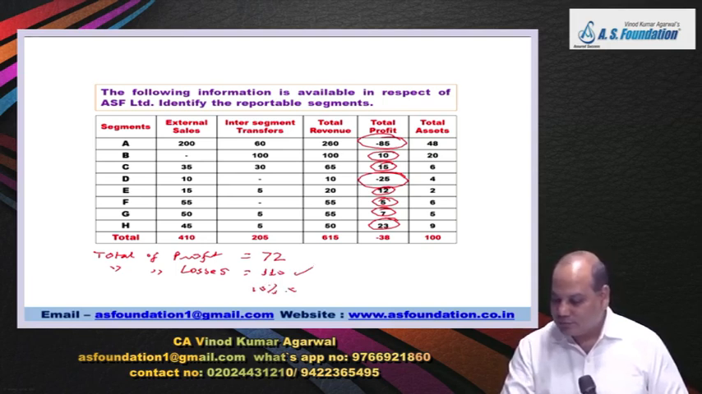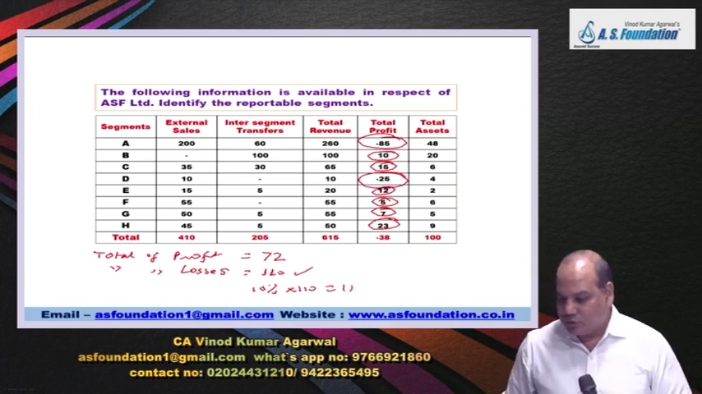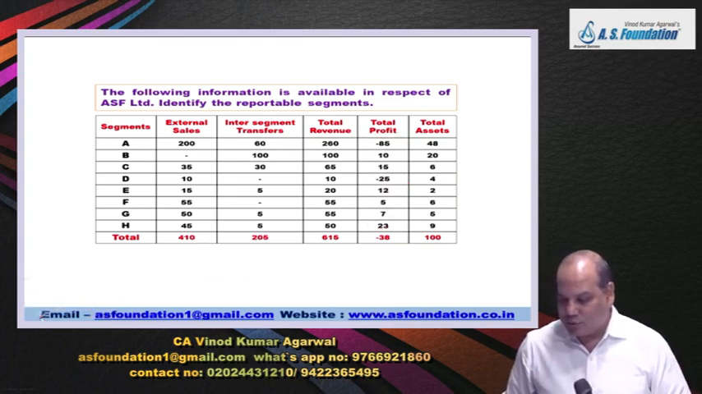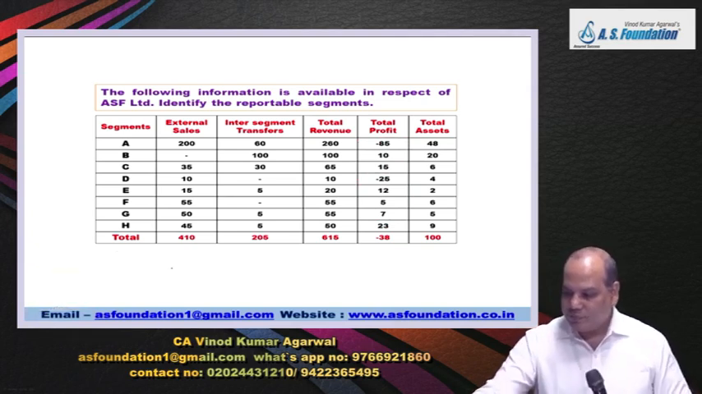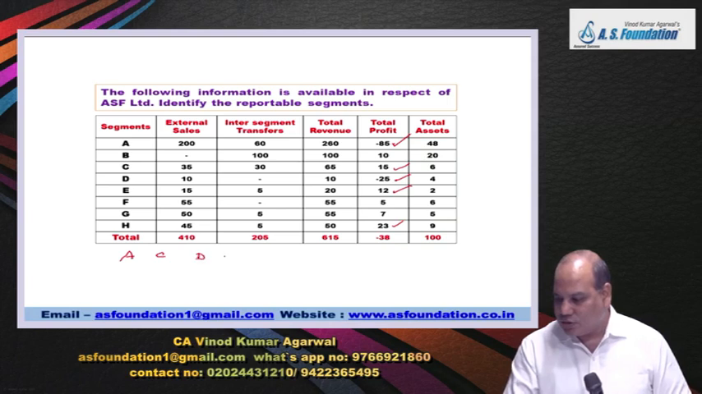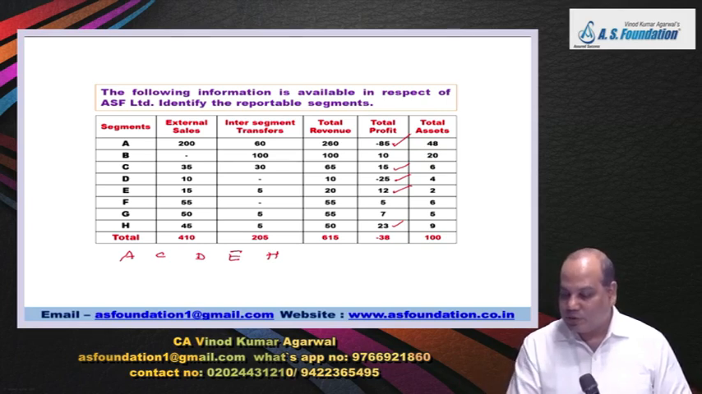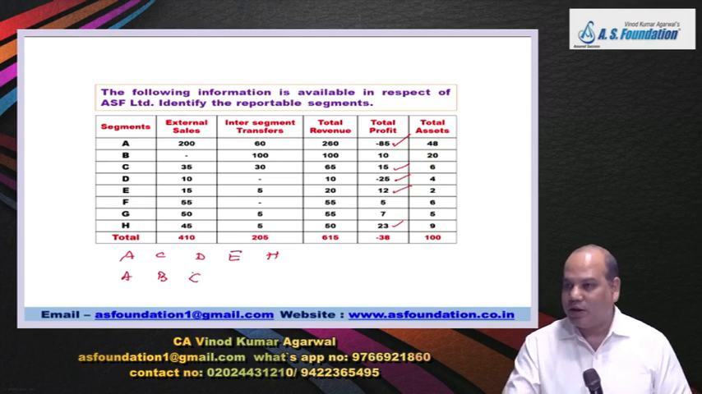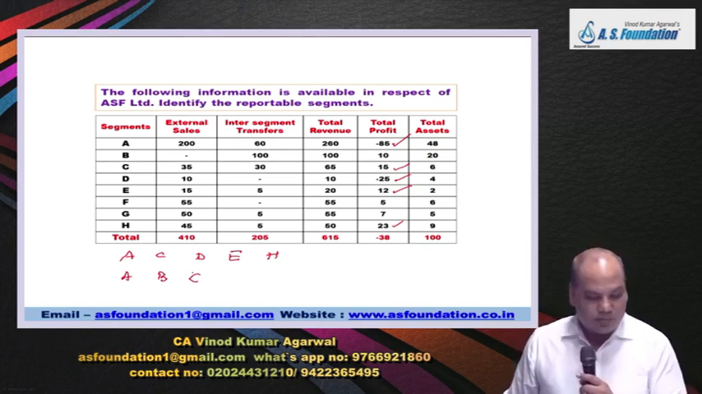10% of 110, 11. So now I will tick mark all those segments whose profit or loss is 11 or above. Can I tick mark A? B? No. C? Yes. D? Yes. E? Yes. And H. So A, C, D, E, H are reportable segments. And in the previous test, which were the reportable segments? A, B, C. So far we have identified A, B, C, D, E and H as reportable segments. Is it right?